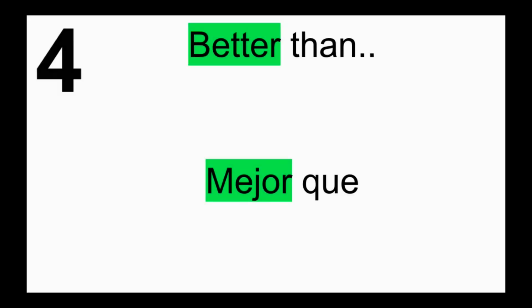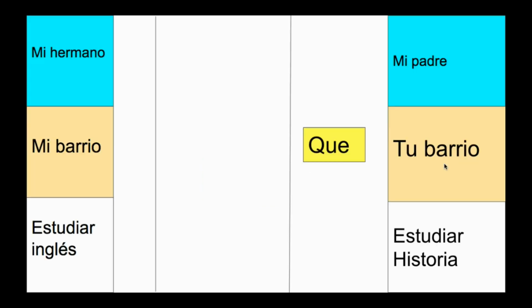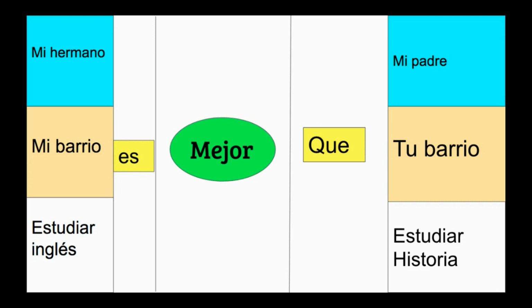Now the last two numbers are slightly different. Better than is mejor que. So in that case, we don't have to use any other adjective because the adjective is mejor. So it's slightly different. So we can say that my brother is better than my dad. Mi hermano es mejor que mi padre.